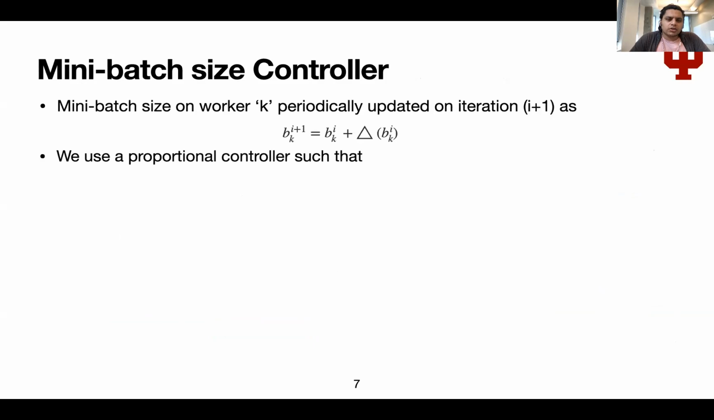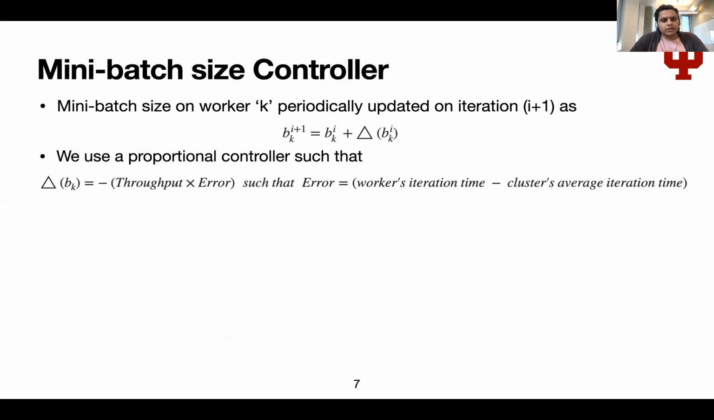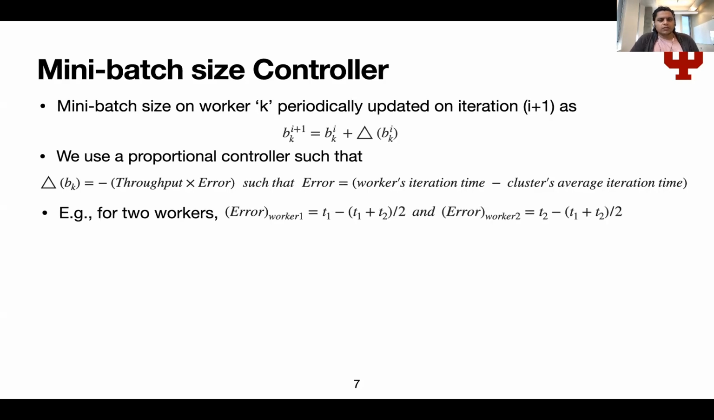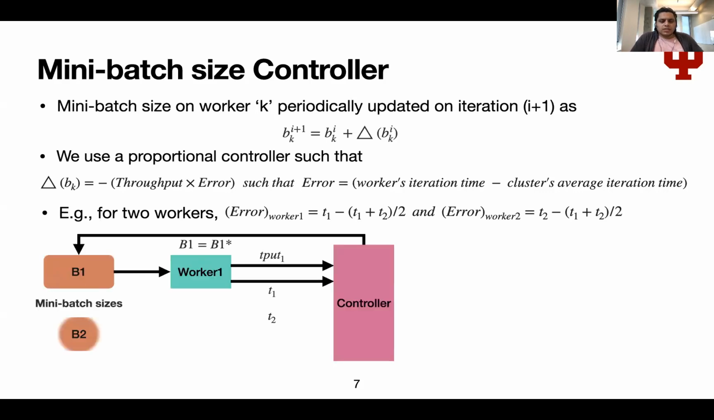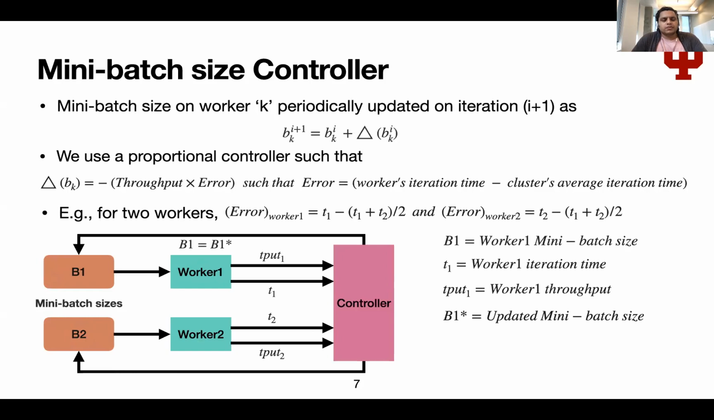We use a proportional controller such that this delta value is equal to minus the throughput times the error, where the error is the worker's iteration time minus the cluster's average iteration time. Let me give you an example of what I mean. For a 2 worker cluster, if T1 and T2 were the iteration times for worker 1 and worker 2 respectively, the error on worker 1 would be T1 minus the mean of T1 and T2, while the error for worker 2 would be T2 minus the average of T1 and T2. This is what the controller basically tries to do.